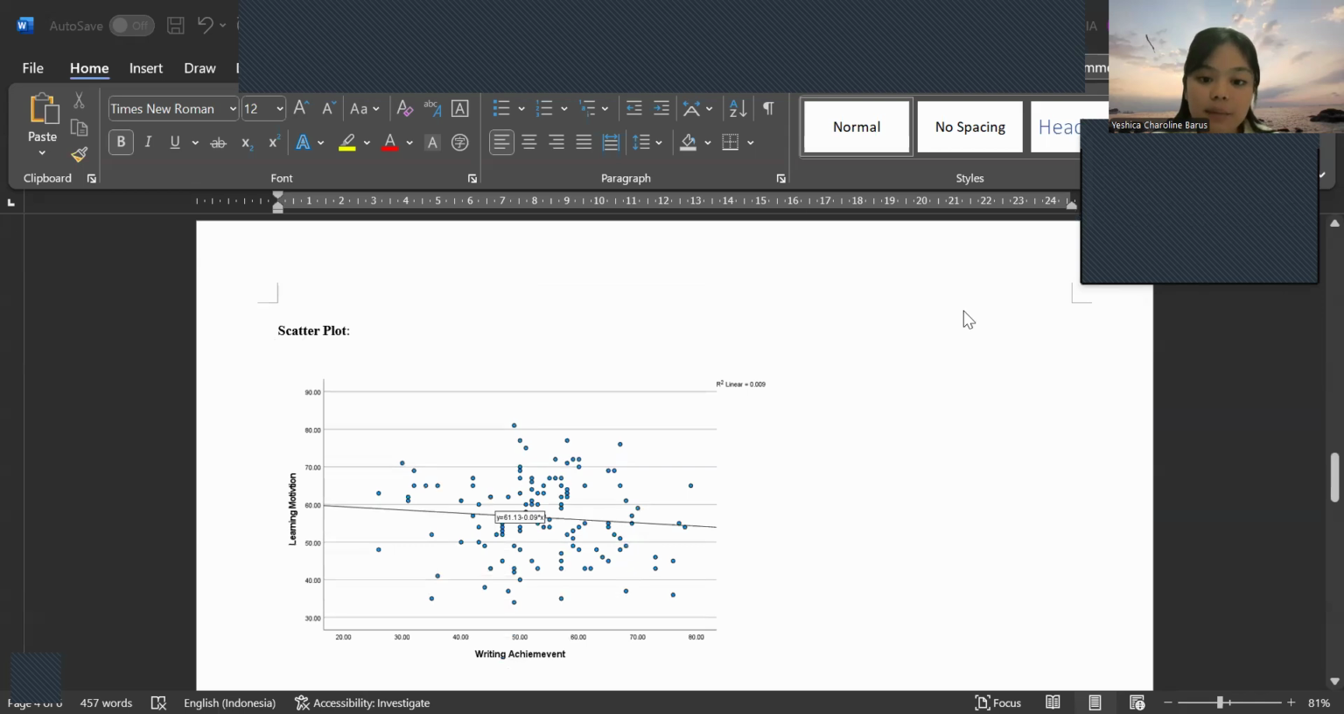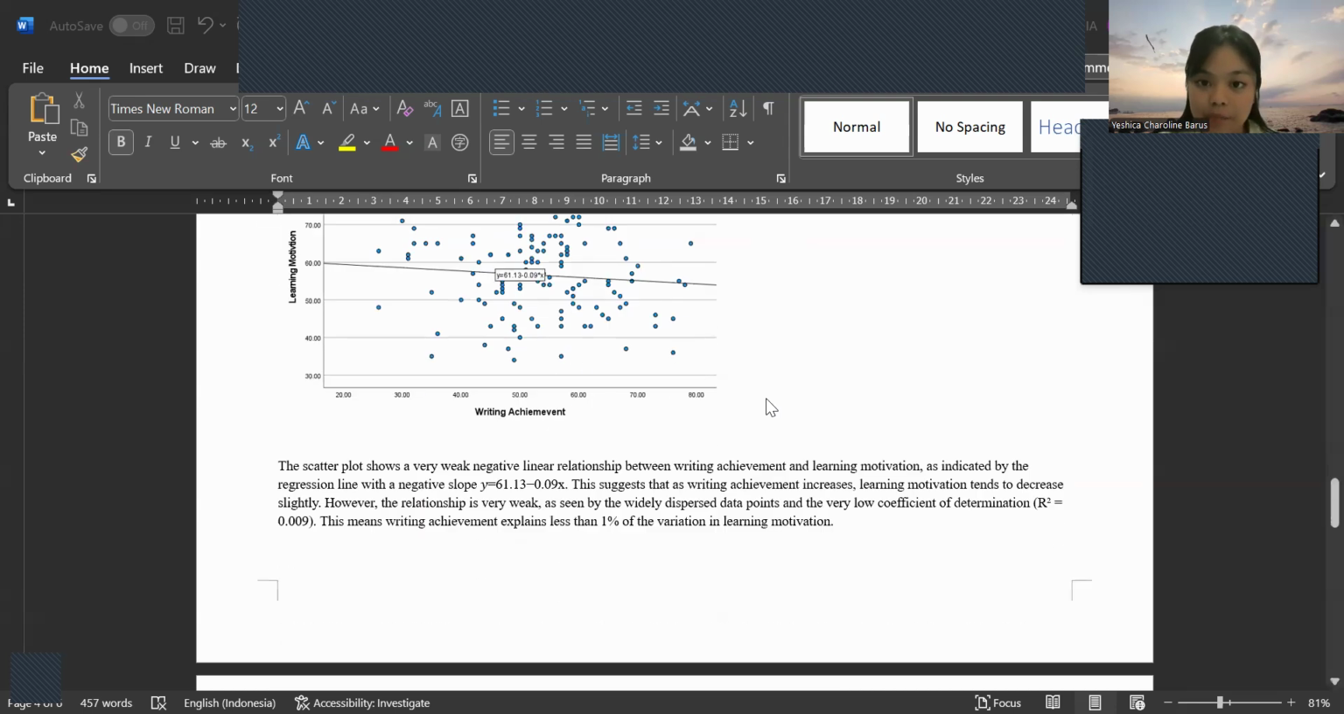And then we have the scatter plot in here. From the plot, we can see writing achievement is the x-axis and learning motivation is the y-axis. And from the line, we can see the relationship is negative. That means if the writing achievement increases, then learning motivation slightly decreases. And then we also have the R-squared linear. It's 0.009. It means that only 0.9% of the variance in learning motivation is explained by writing achievement.